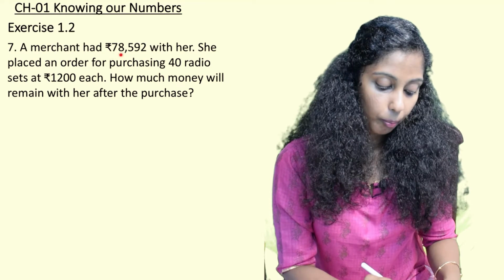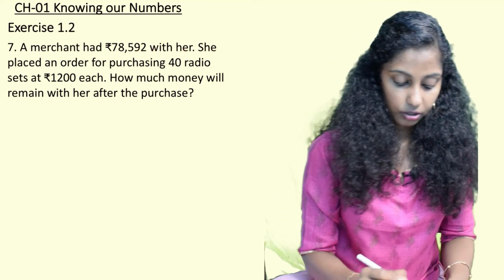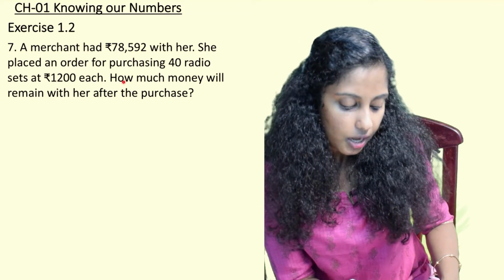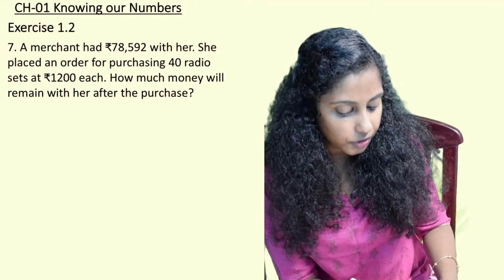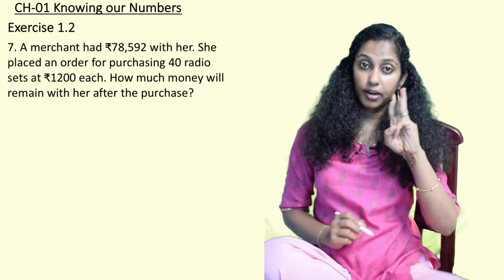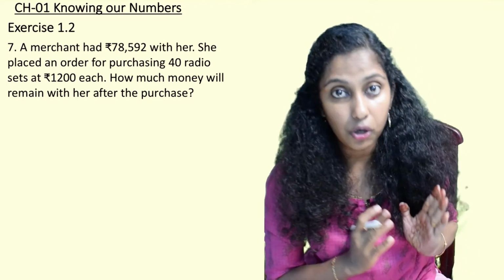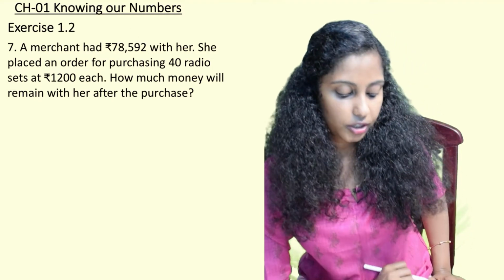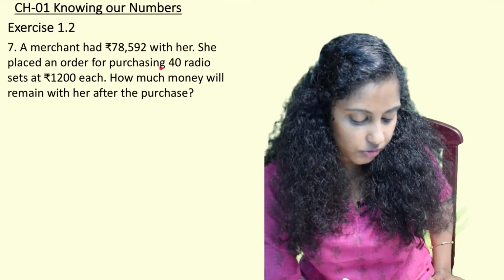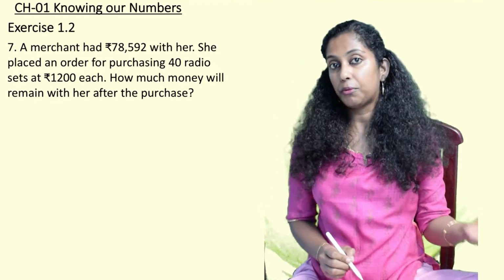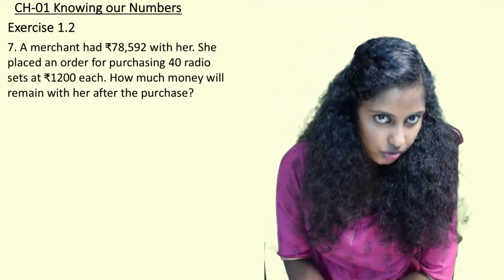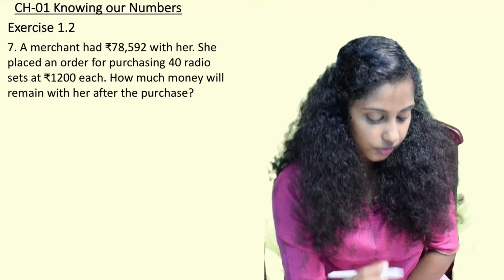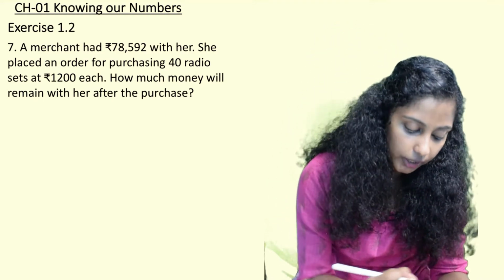A merchant had rupees 78,592 with her. She placed an order for purchasing 40 radio sets at rupees 1200 each. How much money will remain with her after the purchase? So very firstly, there are three numbers given. You have to understand everything logically and then start solving. The total amount with the merchant is this much, out of which an order was placed for 40 radio sets, 1200 each. Just now we saw, one radio set costs 1200. So what is the cost of 40 radio sets? We'll do multiplication. So let us first find out the cost of 40 radio sets.